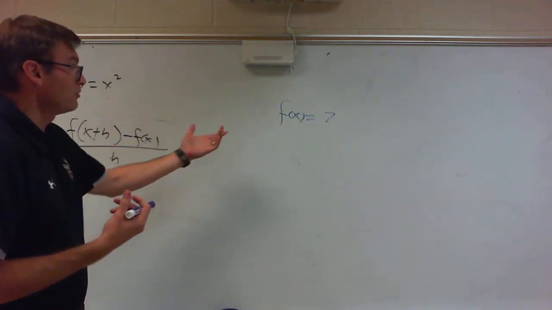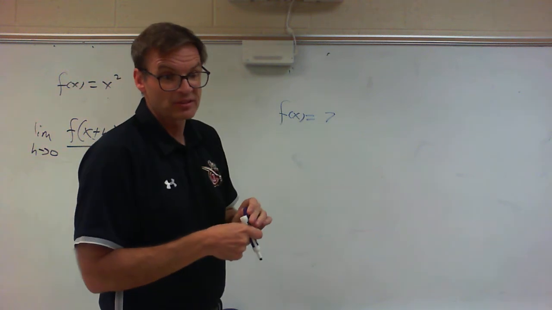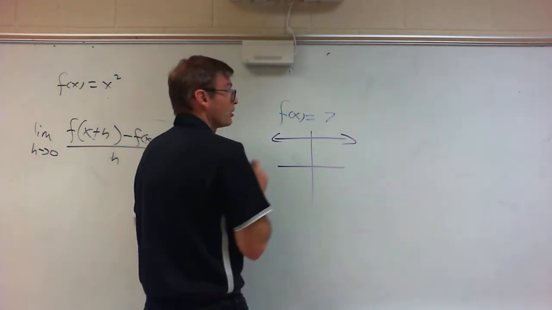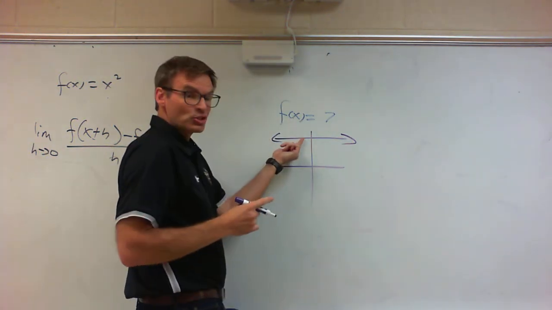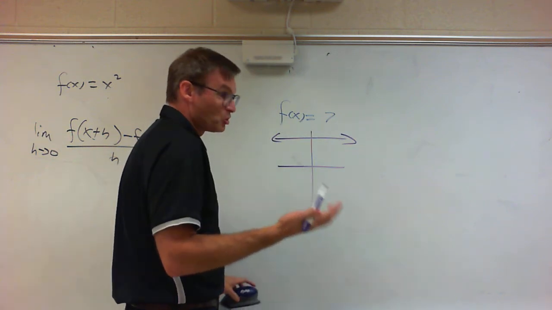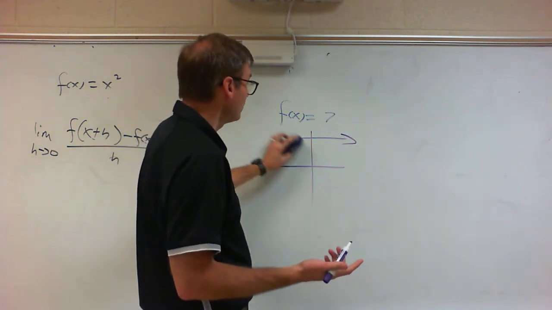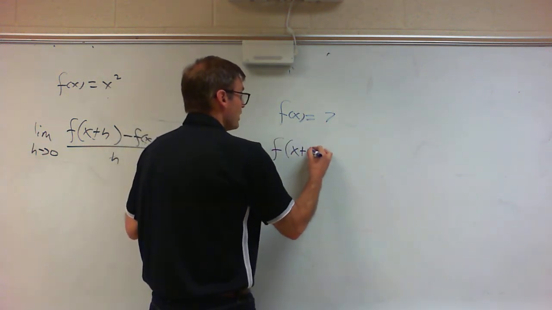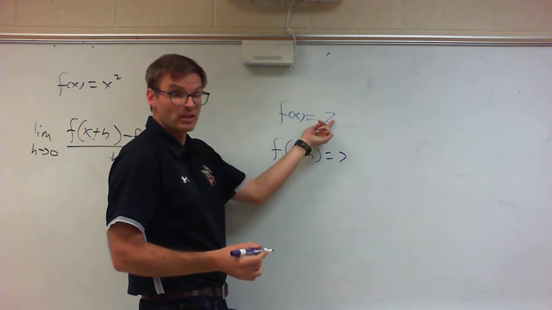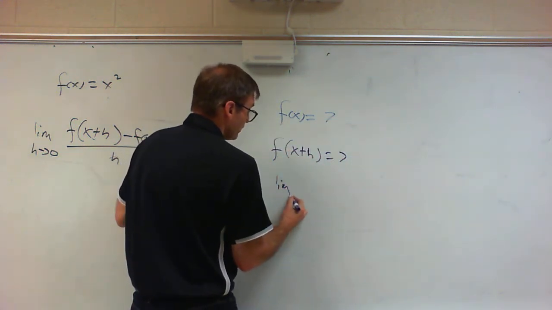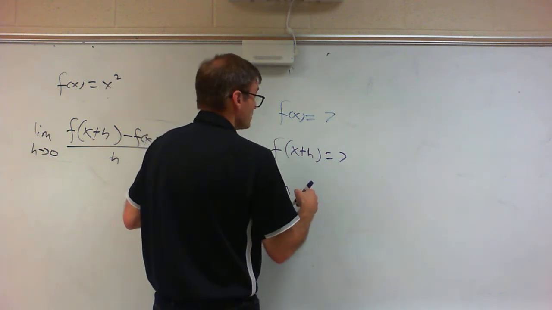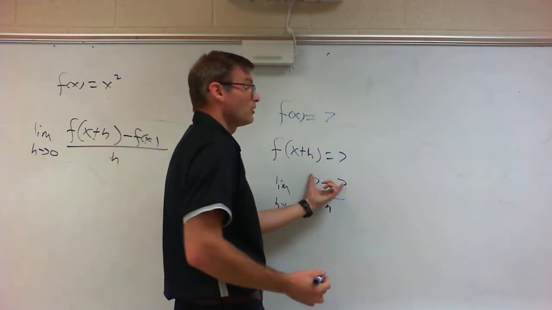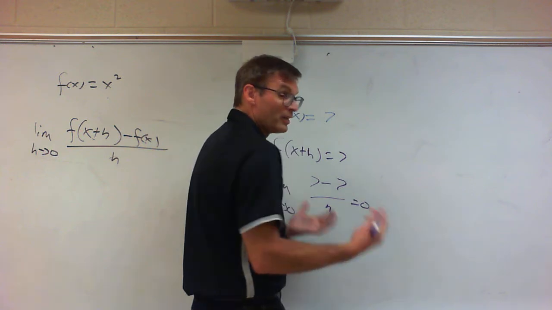Well, what's the graph of this? f of x equals 7. That means we get this. Now this is just a horizontal line at 7. And so what's the slope of that? It's 0. Now, you could compute it. There's nothing wrong with computing it. The computation isn't hard, because if f of x is equal to 7, then f of x plus h is 7, because f of x is always 7. So if you plug it in, you get the limit as h goes to 0 of 7 minus 7 all over h. You get 0 over a number. This whole thing ends up being 0 anyway.